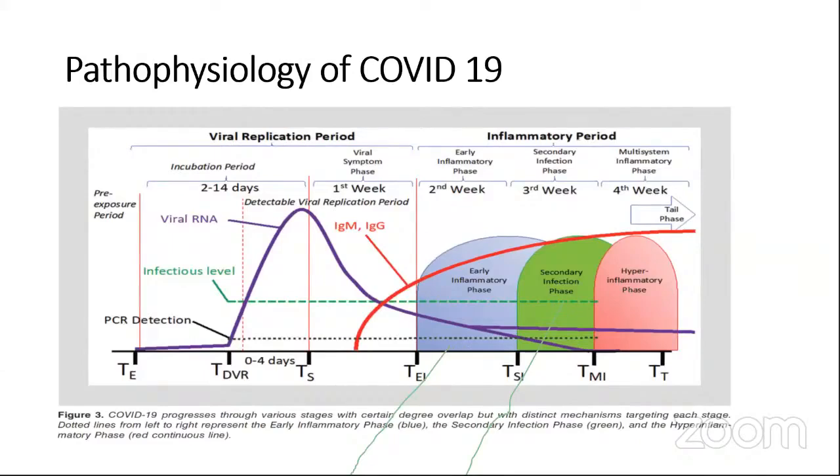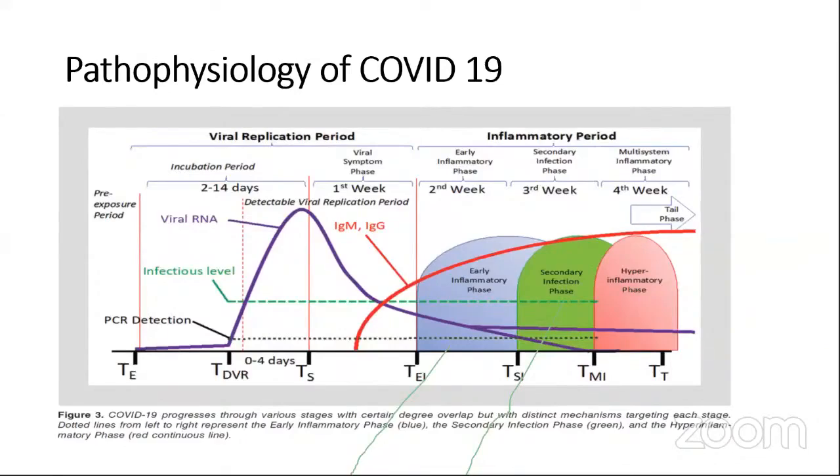And sometimes the patient can be exposed unnecessarily, inappropriately, to antibiotics during the initial stages, especially the first week when they're having only mild symptoms. So that can cause antimicrobial resistance. So everything is responsible for the possible secondary infection during the secondary infection phase.